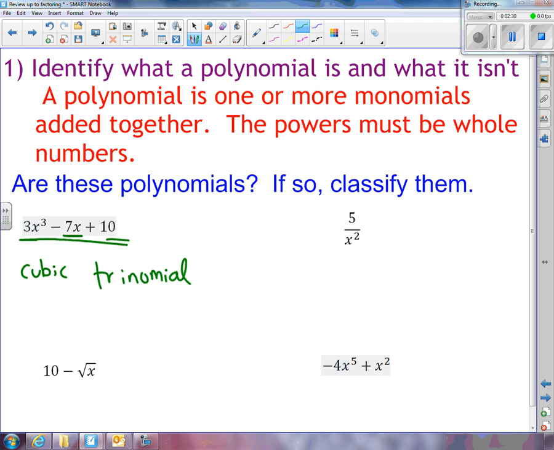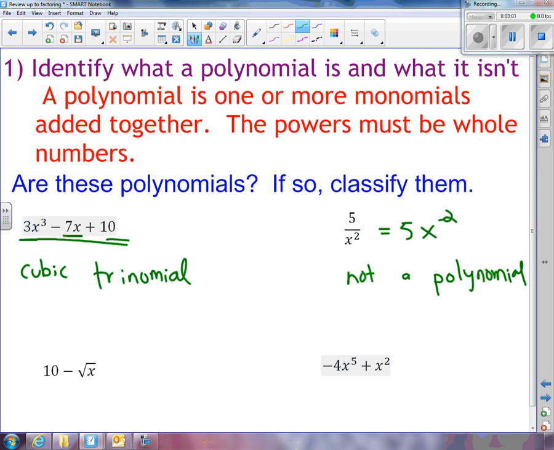Now let's look at this one over here. This one is not a polynomial. The reason is that this x is in the denominator, which really means that it has a negative power. We're going to discuss that more later in the year, but this is not a polynomial. The power is not a whole number. Remember that a whole number is both positive and doesn't have any decimals or fractions.